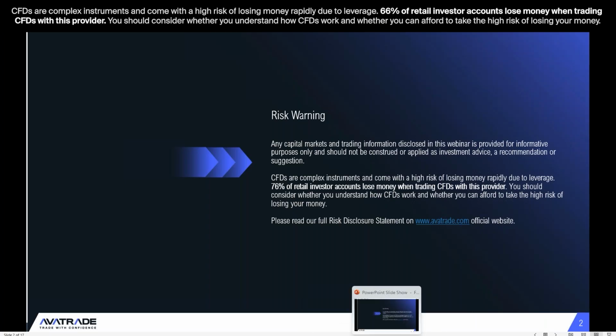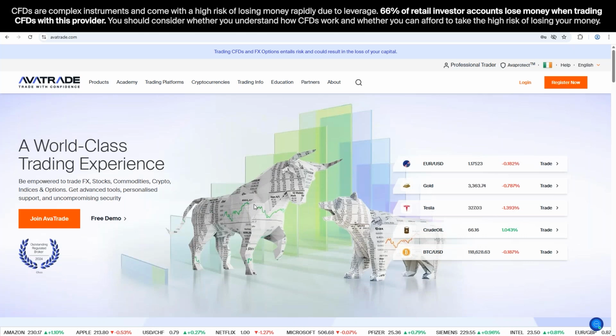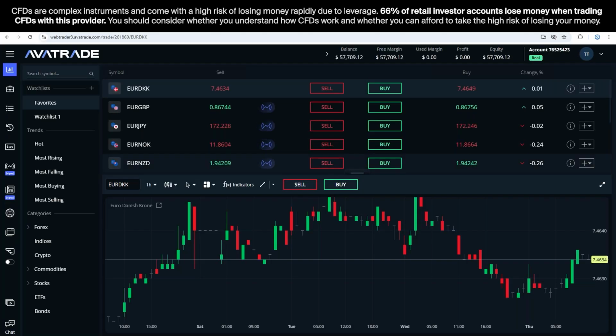Now, from our main website, we can log into the web trader platform, which allows you to trade on both the MT4 and MT5 accounts from the same location, and also with advanced functionalities like some of the tools that we'll use within this session. If we log in here in the upper right-hand corner, we'll be in the web trader platform.